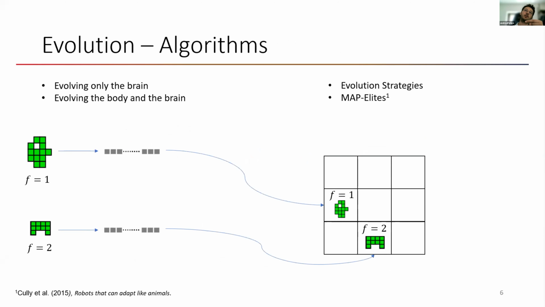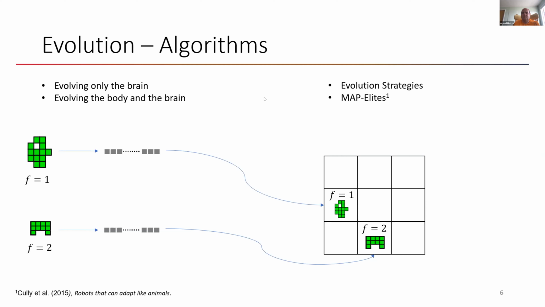So, for example, if we have a map 10 by 10, and each robot is 4 by 3 in the body descriptor space, we will put it in position 4, 3 on the map. I think that is clear. Okay.